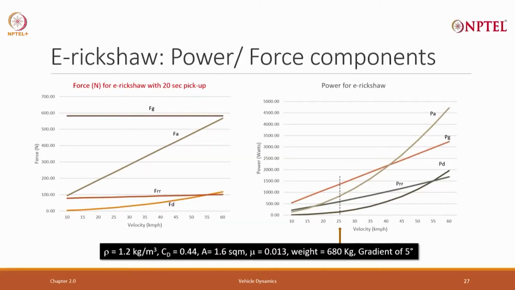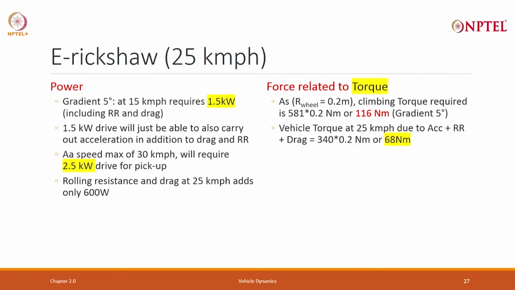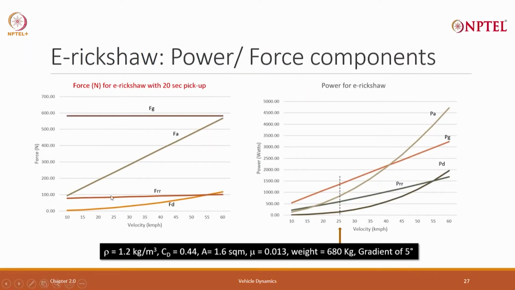So, if you see, one is the limit of 25 kilometer, the second is the limit of force, torque. Vehicle torque at 25 kilometer per hour, if I take all the three into account, acceleration plus rolling resistance plus drag, is a slightly better value. If I combine all the three at 25 kilometer per hour, it is about 225 or 230 newtons, plus about 100 newtons, plus about 20-30 newtons. So, you are talking about 340 newtons multiplied by 0.2, 68 newton meter. 68 newton meter then becomes a target for your motor.